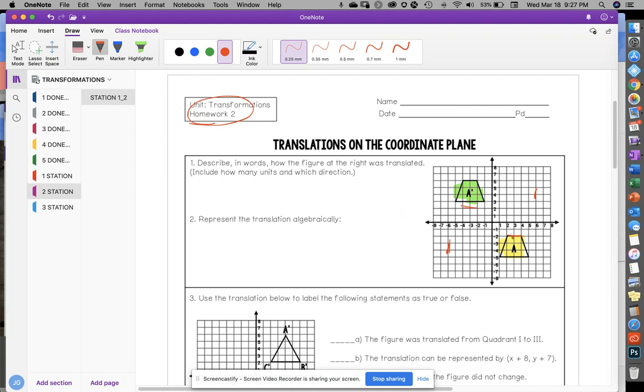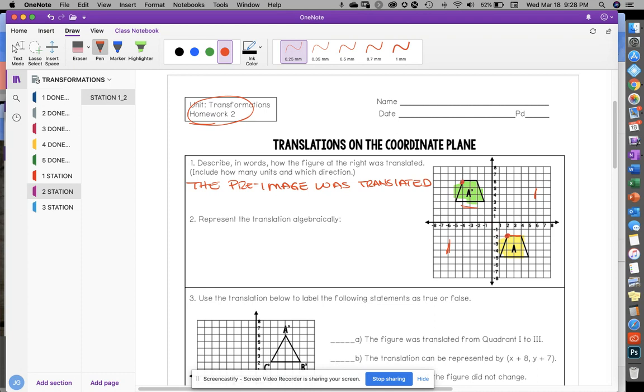It's not a reflection because this is not backwards, it's not flipped. So obviously it is a translation. So we're going to say the pre-image was translated, and then I'm going to say how far did it go. So I'm just going to pick one of these corners and pick that corner. I'm going to go from that corner to that corner.